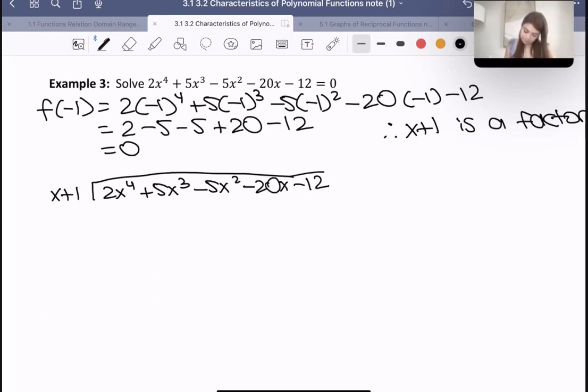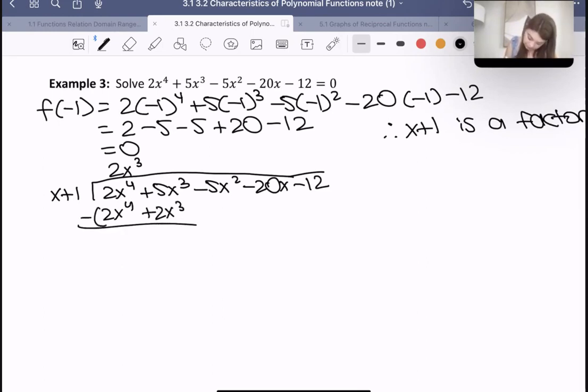There we go. Okay, first question. How many times does x plus 1 go into 2x to the power of 4? Well, let's see. That's going to be 2x cubed times. What's x times 2x cubed? That's going to be 2x to the power of 4. And what's 1 times 2x cubed? Well, that's just going to be 2x cubed.